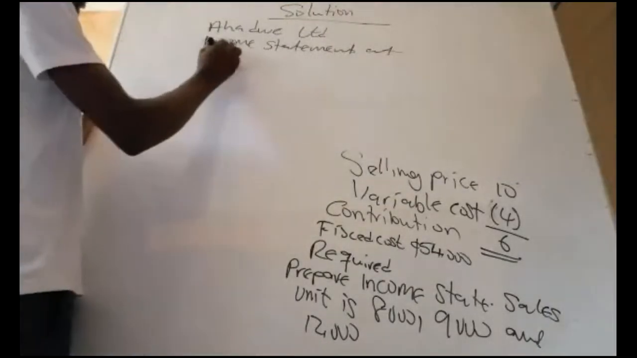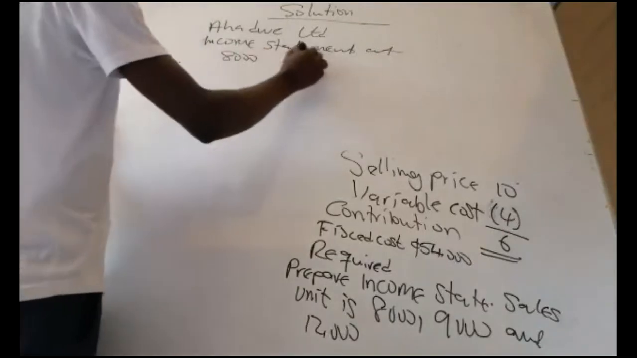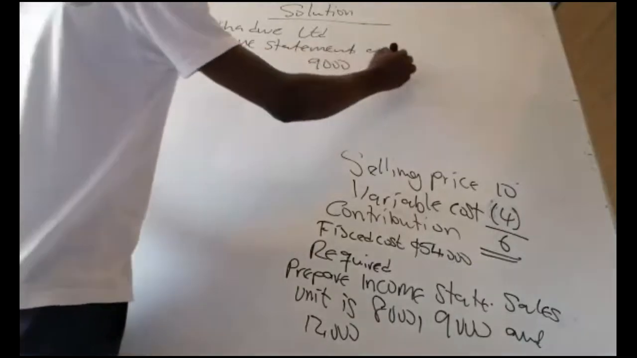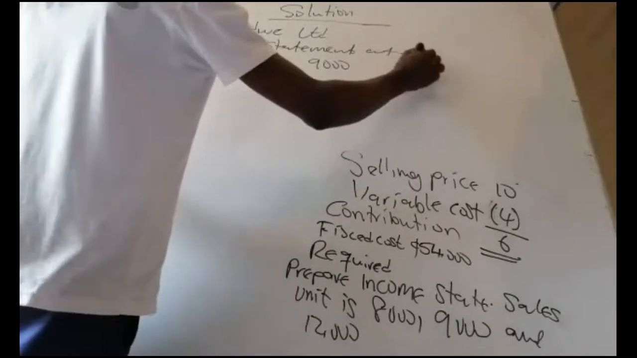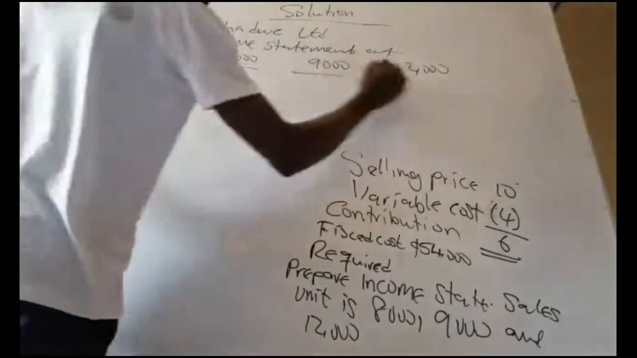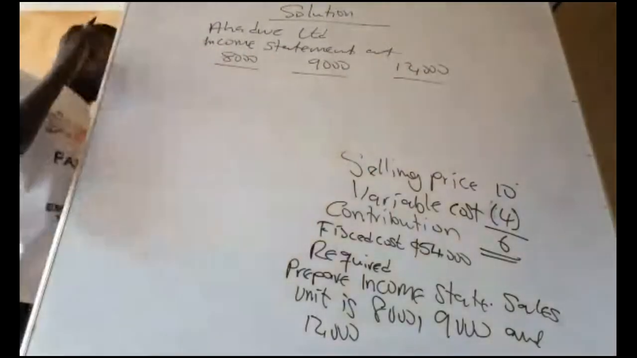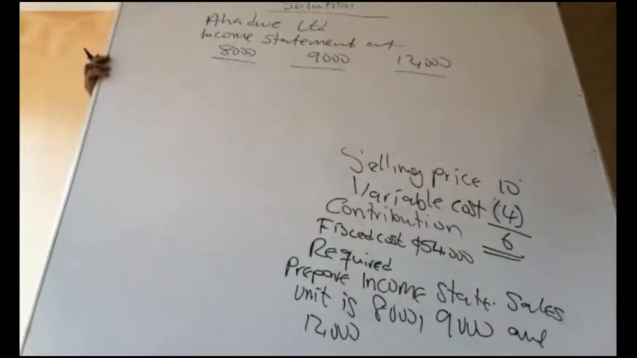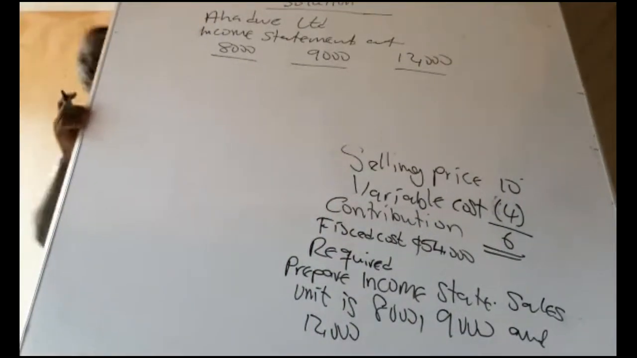At what? You start, the 8,000 will be here, when they produce 9,000, and when they produce what? 12,000. You are preparing profit or loss when the company produces this. So we will start.